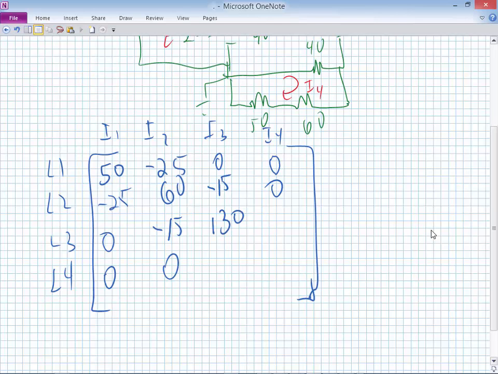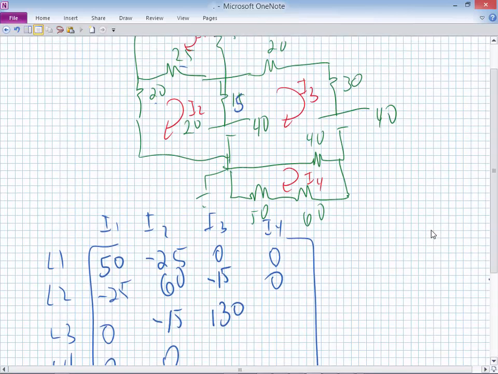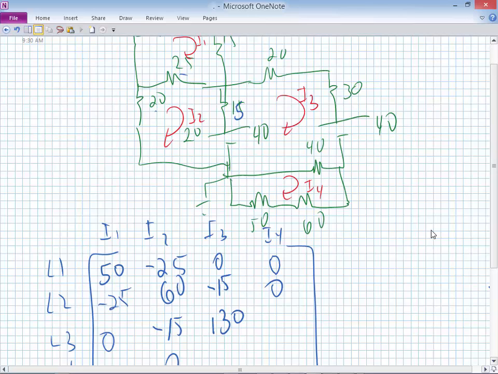130. Between loop 4 and loop 3, I've got just the 40, and they're going in opposite directions.